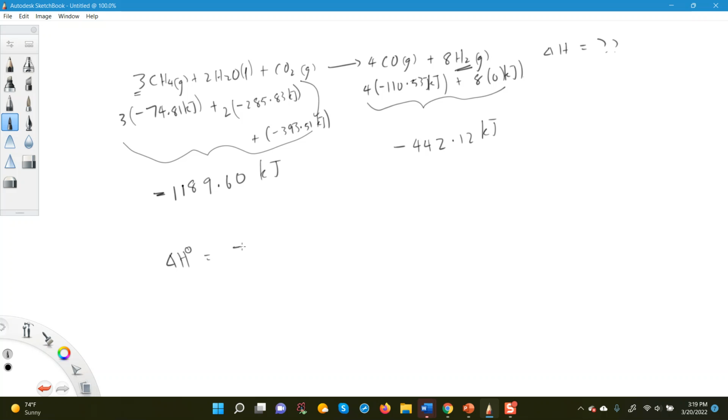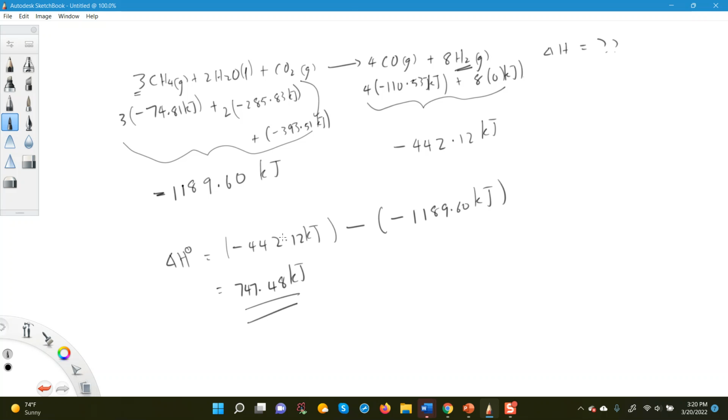And then it's products minus reactants, so for delta H standard, it's going to be equal to minus 442.12 kilojoules minus minus 1189.60 kilojoules. And that's it. So let's do that now. Okay, so the answer I got here is equal to 747.48 kilojoules. All right. So that's basically how that is done.